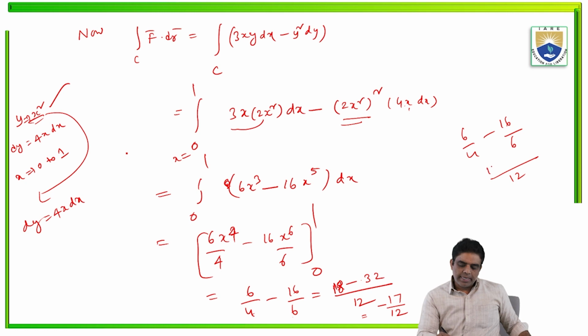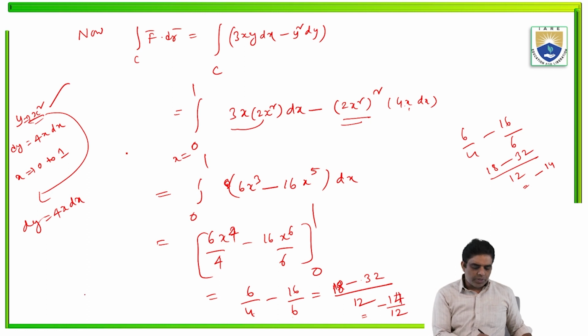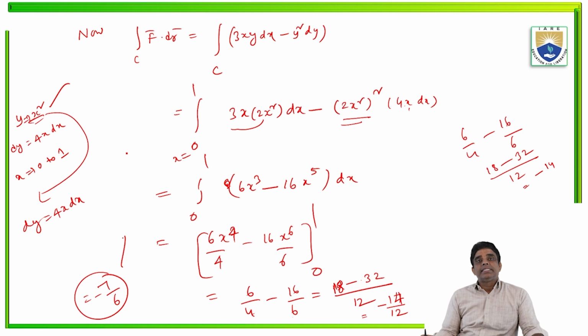So 12, 18 minus 32. That is minus 14 by 12. That means what? Minus 2 sevens, 2 sixes. So minus 7 by 6 is the required answer. This is minus 14 by 12. That is minus 7 by 6.